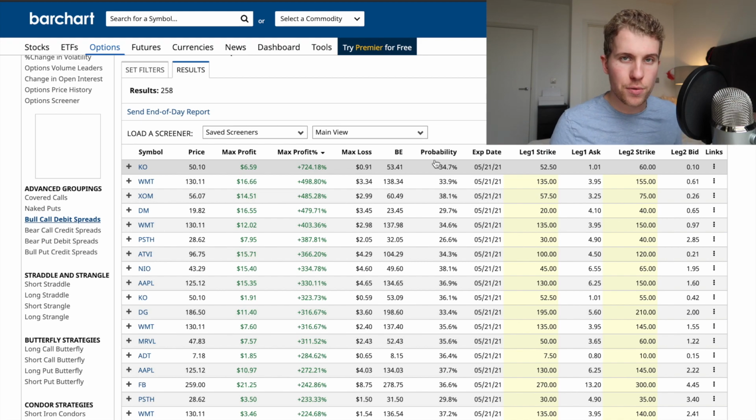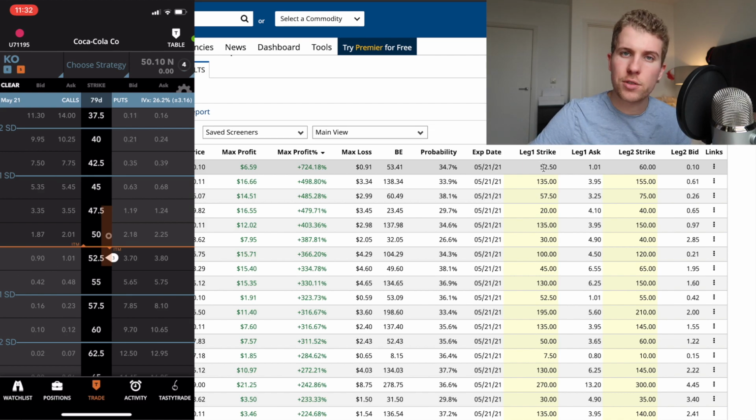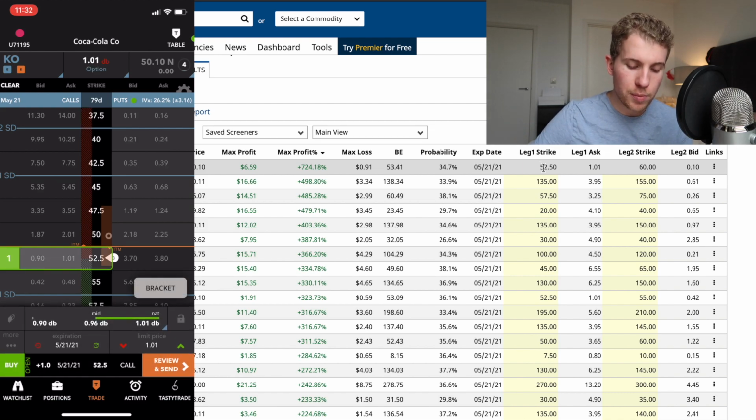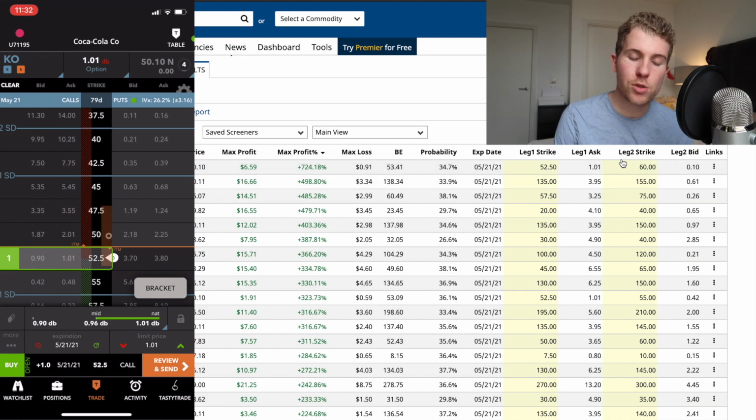So you can see that first of all, they show the expiration May 21. So in your platform, and for example here in the Tastyworks mobile app, I'm going to go into the May 21 expiration. Then I'm going to follow their instructions. So the leg 1 strike is at 52.50. So I'm going to go into my option chain, and then I'm going to buy the 52.5 strike. Then I'm going to short, you see that the leg 2 strike is at 60. So I'm going to short the option at the 60 strike. So I go down and then I short that.